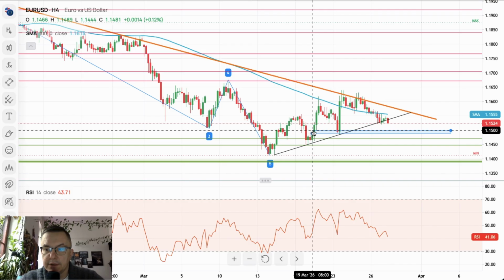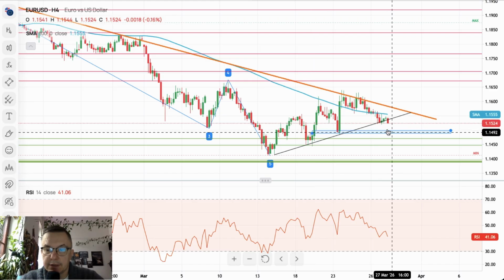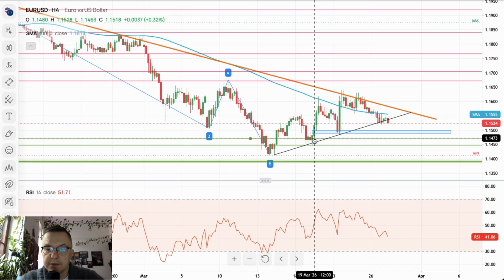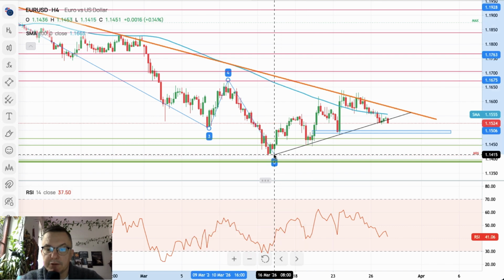There you go. There is another gap here and another zone here located between 1.1489 and 1.1499. So if we get there, we might see a little bit of a bounce and then straight down towards 1.1470 and 1.1451. So the situation here looks quite bearish right now.